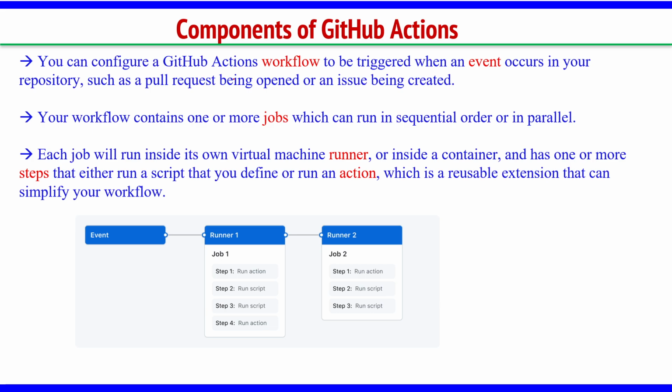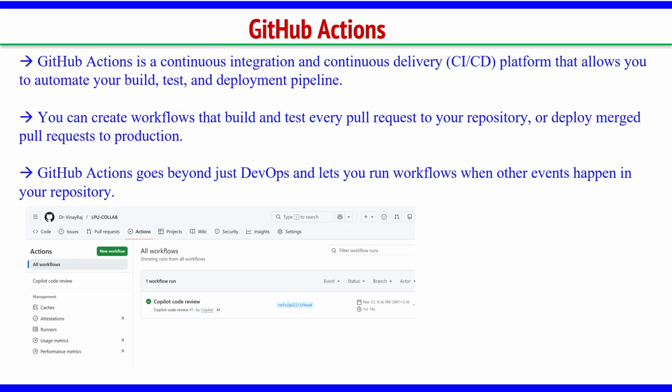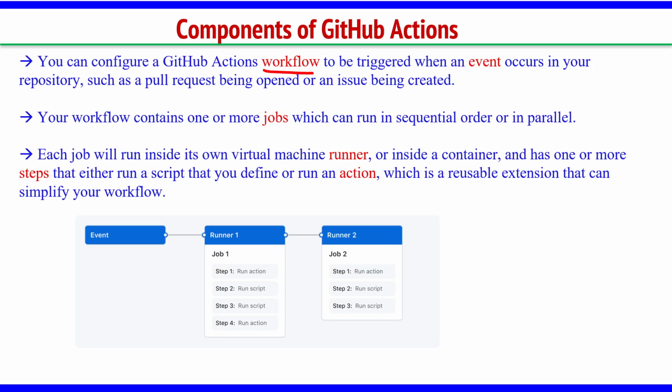What are the different components of GitHub Actions? What all things are involved? You can configure a GitHub Actions workflow. Here I have the option of creating a workflow. We can configure a GitHub Actions workflow to be triggered automatically when an event occurs in your repository. What is the event? Adding a file, deleting a file, or updating a file. If you make some change in your repository, an event can be triggered automatically.